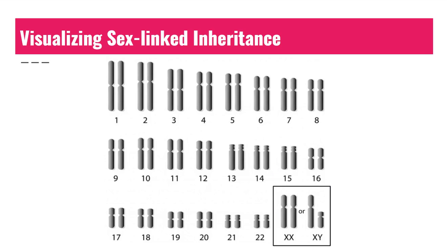Depending on what you inherit on that 23rd pair is what gives you what we would call the biological sex. So an individual that inherits 2 copies of the X chromosome, 1 from mom's egg and 1 from dad's sperm, would be biologically female. An individual who gets 1 copy of the X chromosome from mom's egg, because biological females are only giving out X's.